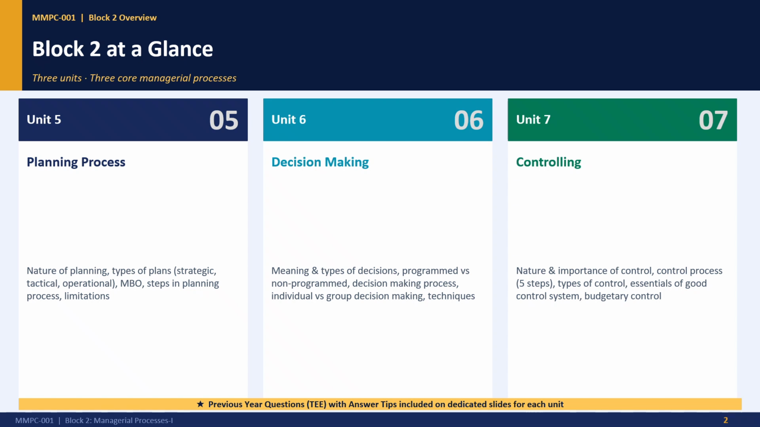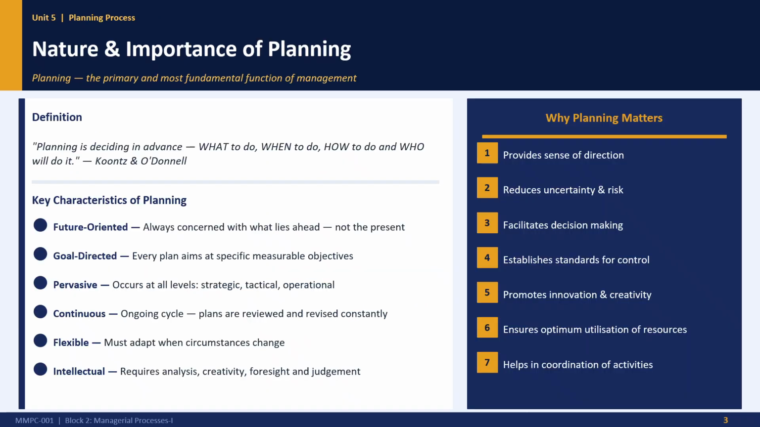in practice. In this block, we will cover three main units. First is the planning process, which forms the foundation of all managerial activities. Second is decision making, where managers choose among alternatives. Third is controlling, which ensures that everything is proceeding according to plan. Along the way, we will also touch upon previous year questions, which are extremely useful from an examination perspective. So keep them in mind as we go through the concepts. Let us begin with planning.